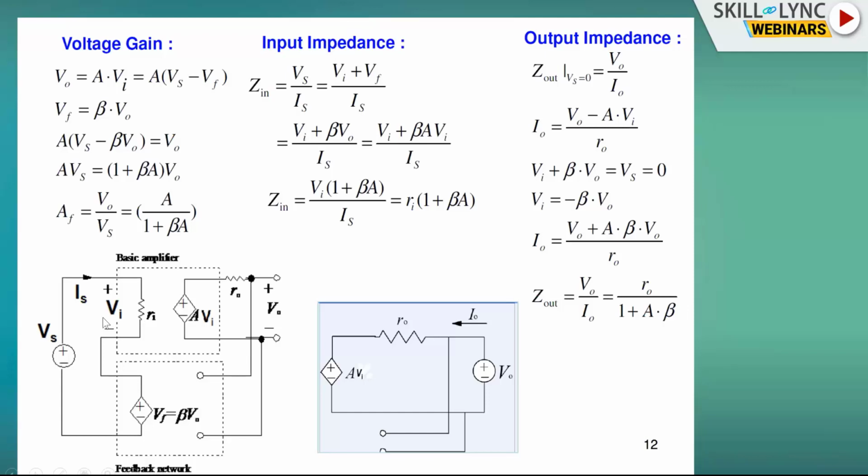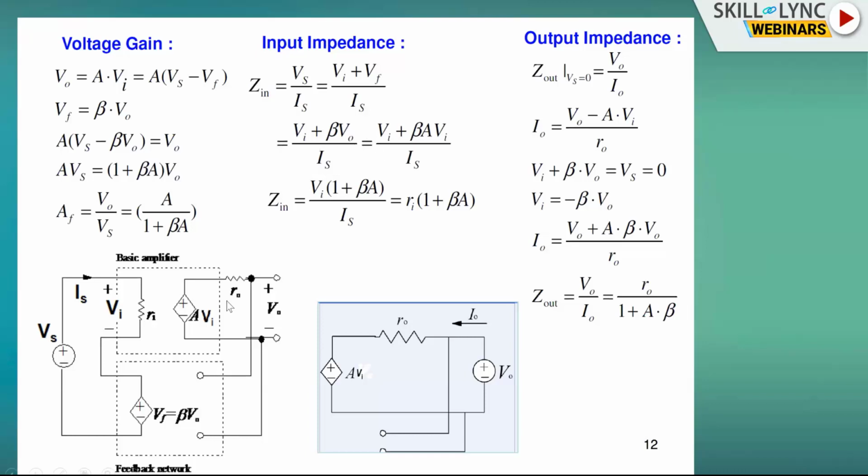What is input impedance? The input impedance is the one which is seen by the source, Vs by Is, which is seen by the current Is. So Zin is equal to Vs by Is. We already know Vs is equal to Va plus Vf. So we substitute: Zin is equal to Va plus Vf by Is. Again, Vf is equal to beta V0. Therefore, we substitute: Va plus beta V0 by Is is equal to Zin.